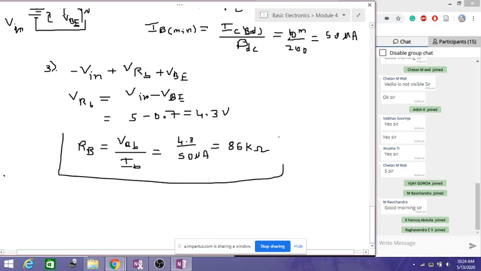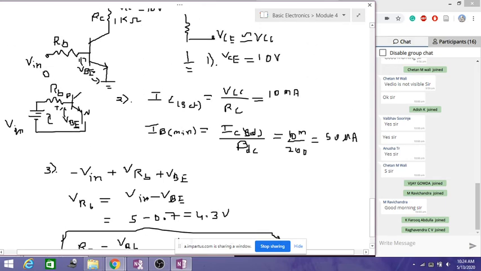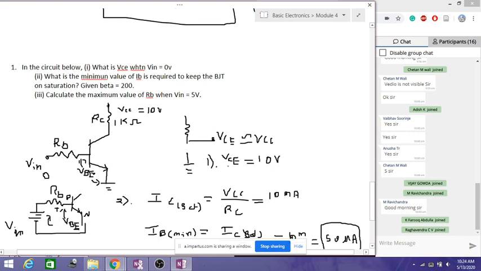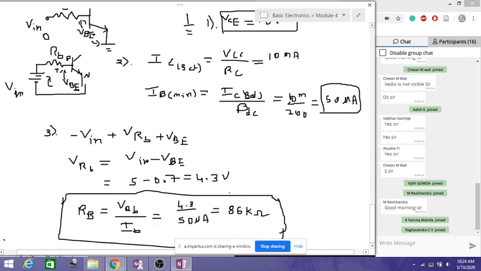So this is what we will get here, RB, and here the answer, this is 50 microamperes, and the first one, the answer is this. So I hope you understood this example. Similarly you can work out the examples which will be given here.